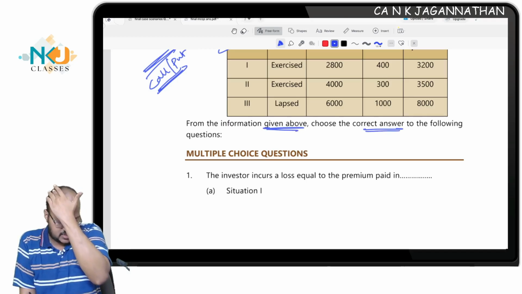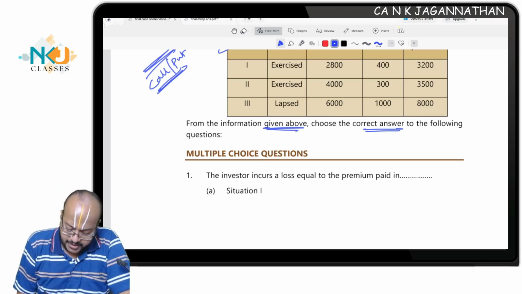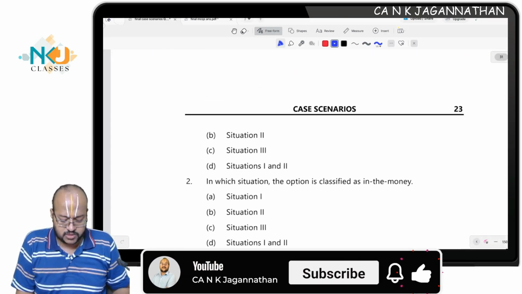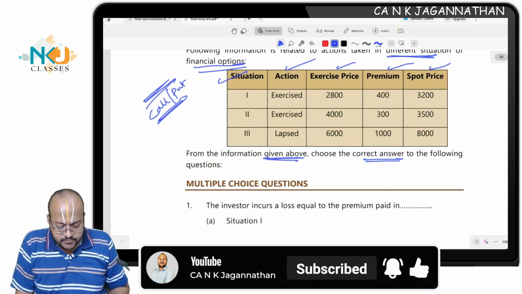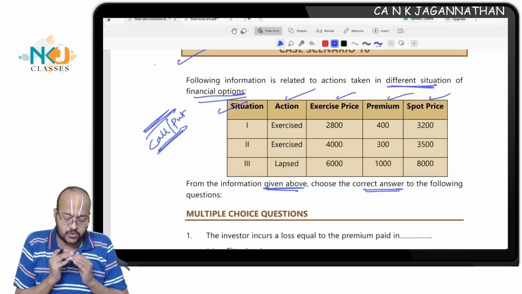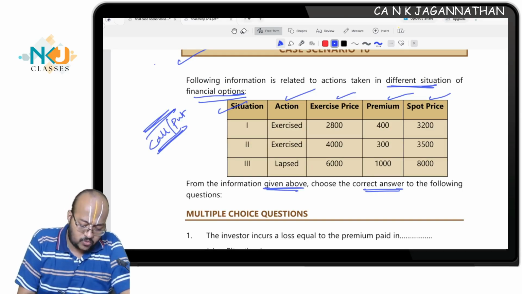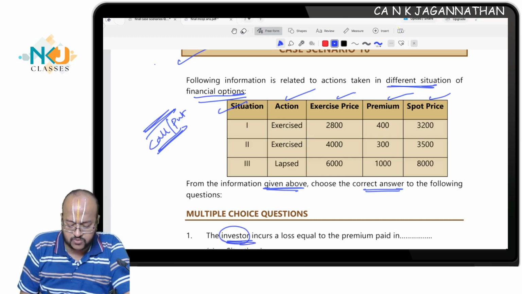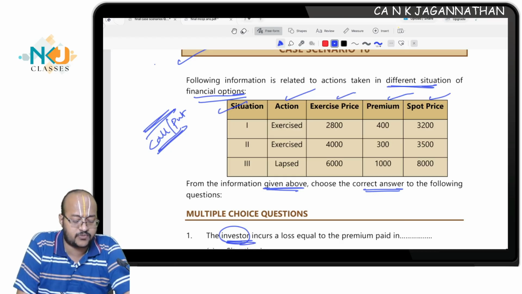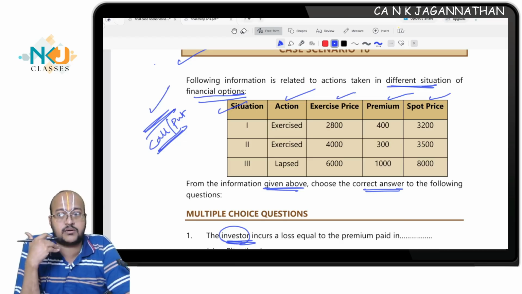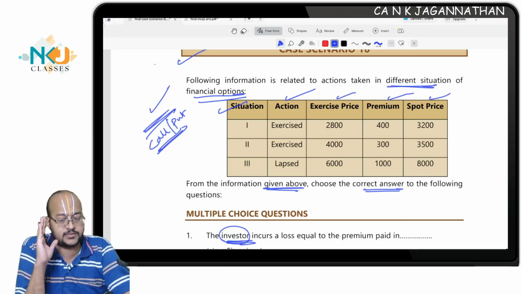The investor incurs a loss equal to the premium paid in situation 1, situation 2, situation 3, situation 1 and 3. Now, see, this is a very tricky question because they have not given call or put. What we will try to assume is that since they have given investors, we'll assume that it is a holder of a call or put, whatever it is. First we need to identify whether it is call or put, right? Then we need to understand whether we are seller or buyer.